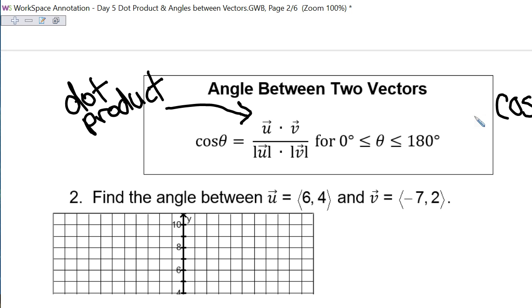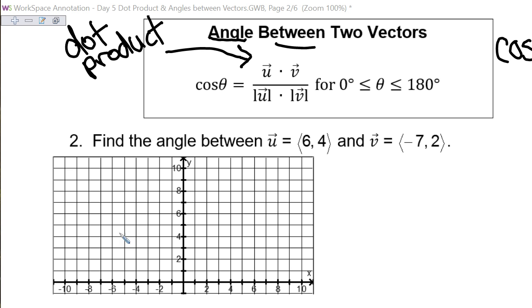Okay, so problem number 2, it says to find the angle between vector u, which is 6, 4 in component form, and vector v, which is negative 7, 2 in component form. So again, if you're trying to find the angle between two vectors, this is the formula we'll be using in just a moment after we draw our diagram. So diagram it first. So draw vector u. If it's in component form, that means the tail is at the origin, and our tip is at 6, 4. And here is vector u.